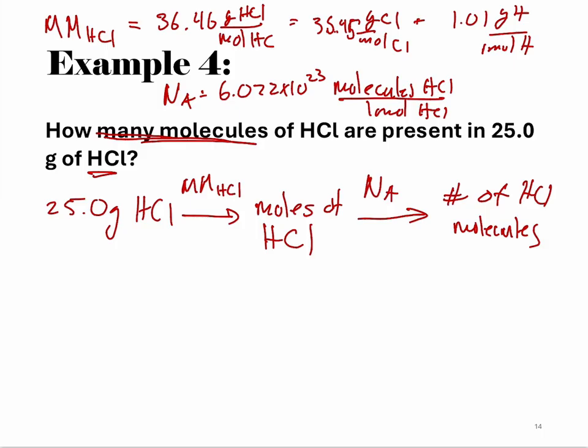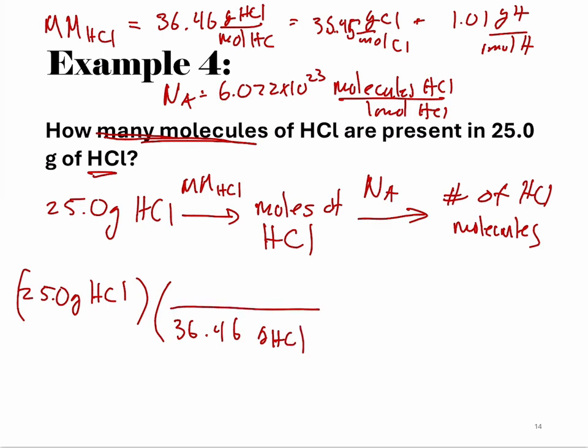And so we go through the calculations, 25.0 grams HCl. We use the molar mass, and how do we use it? We're going to divide by it, right? So it'll be 36.46 grams HCl per 1 mole HCl, which then cancels out what units? Grams. So we're left with units of moles. We're in the universe of moles now.